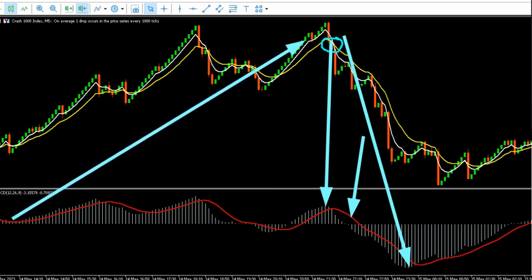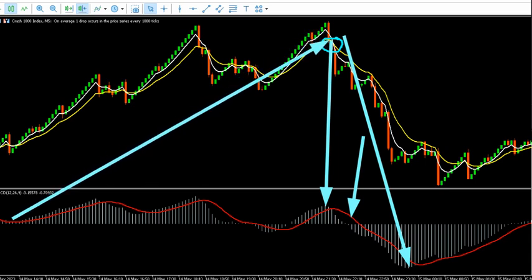I want to talk about how to use it to catch spikes first. Because I love catching spikes so much, I grow any account by catching spikes.